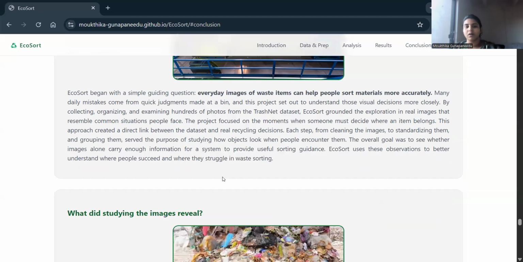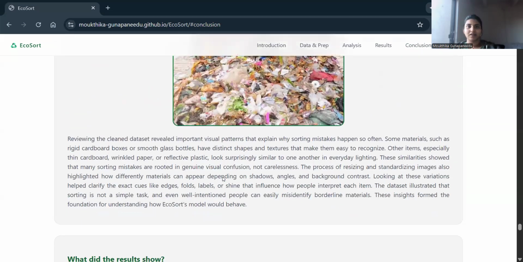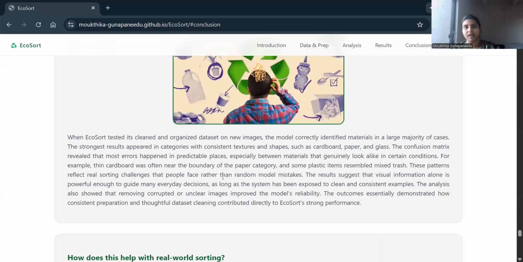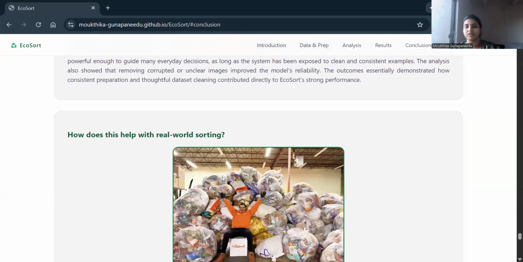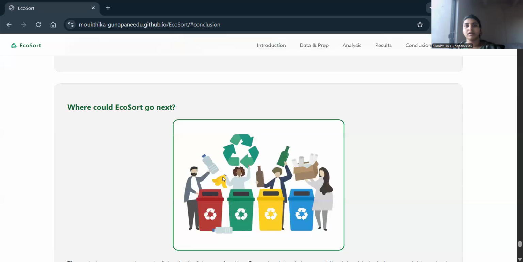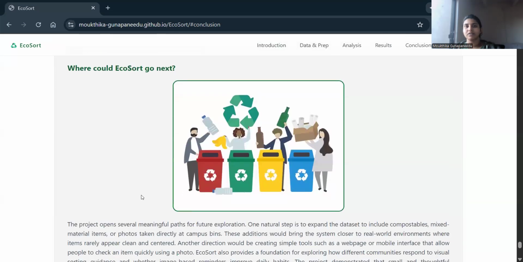So, in terms of future work, expanding the data set to include compostable items and mixed material packaging is something that I can do. And we can also add images that are taken directly from real bins in campuses or public spaces. And I can also build a simple interface or tool where someone can just take a picture and it can guide them.